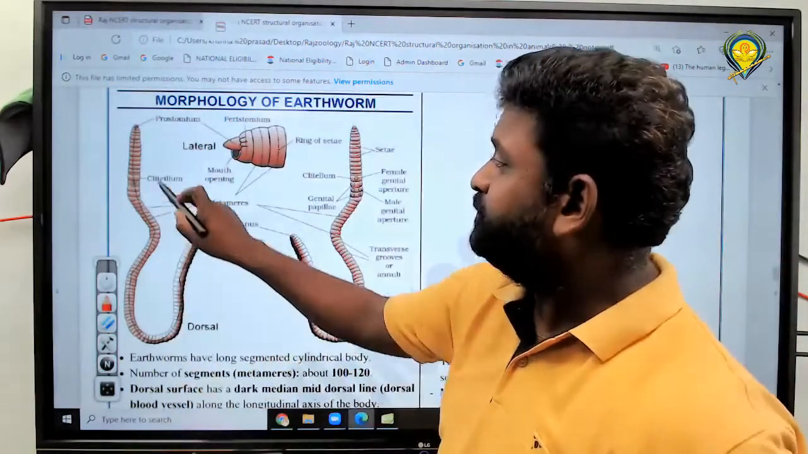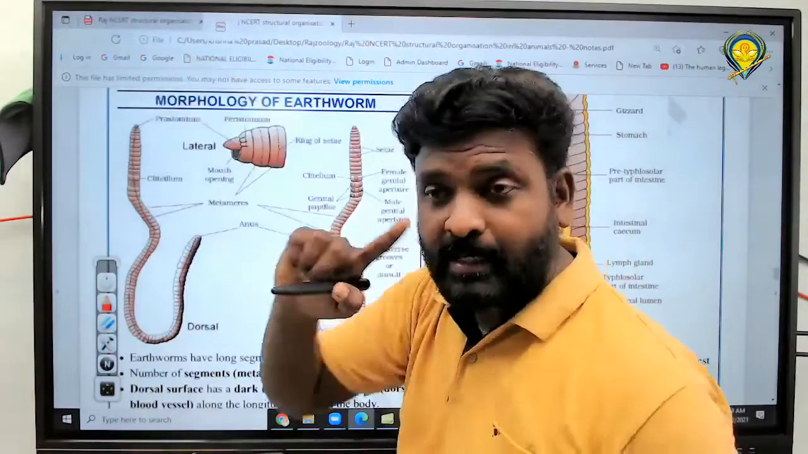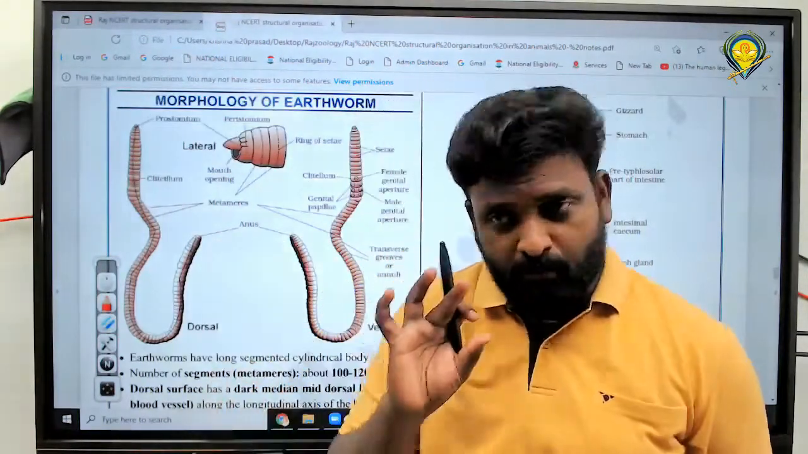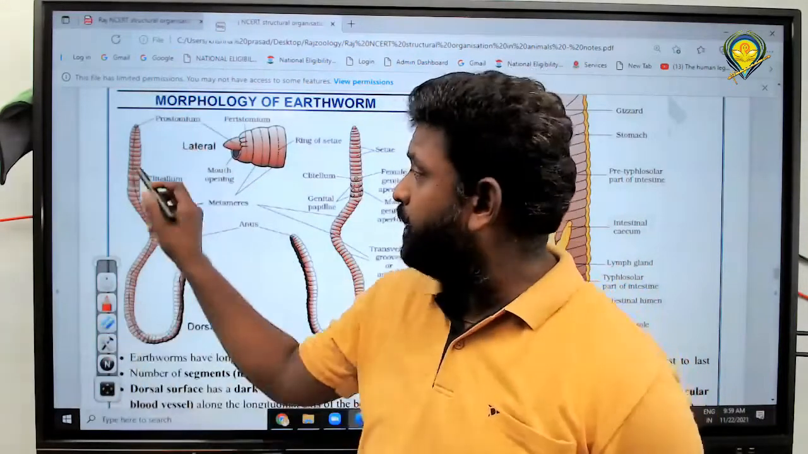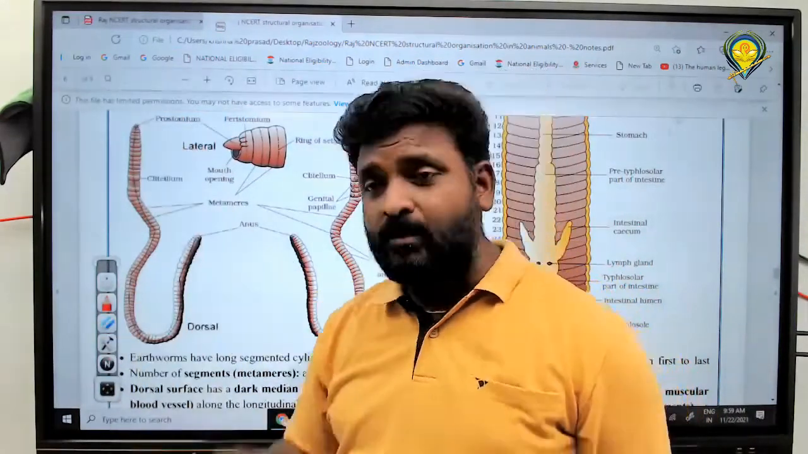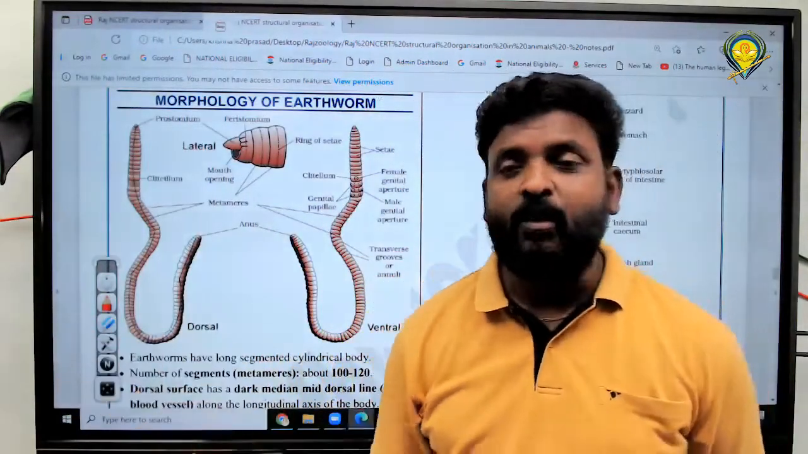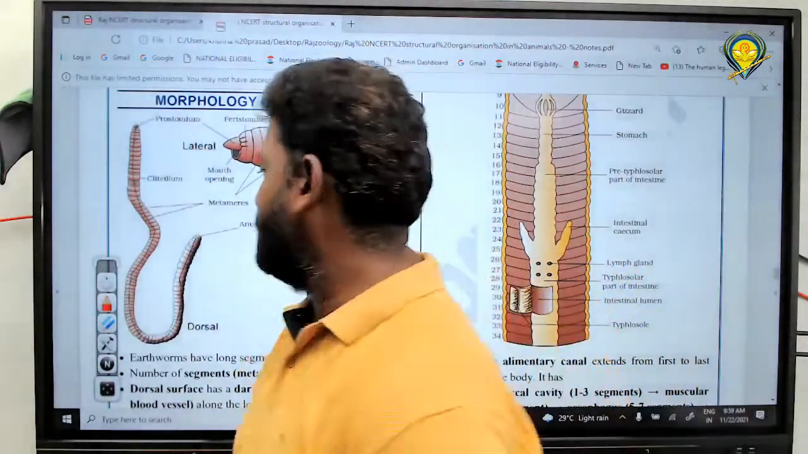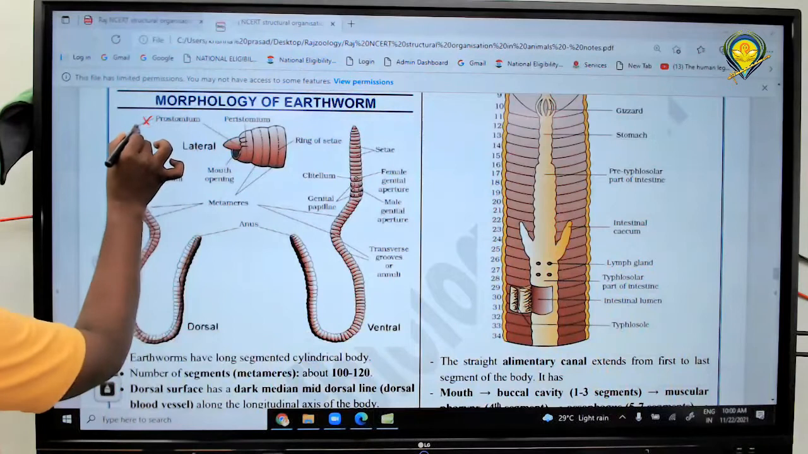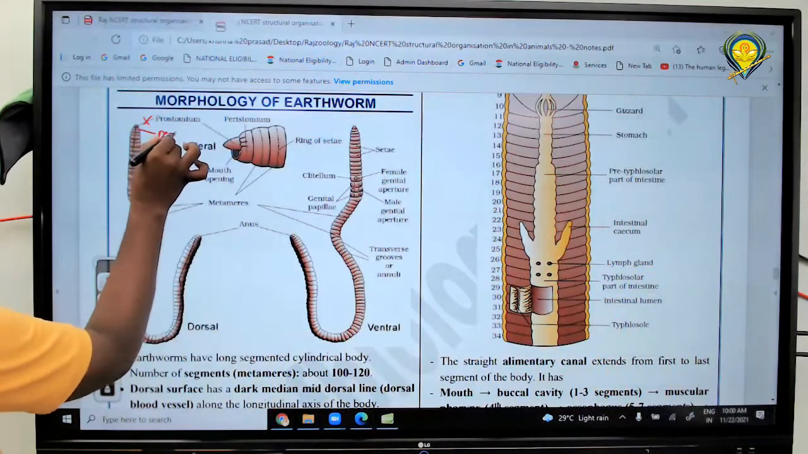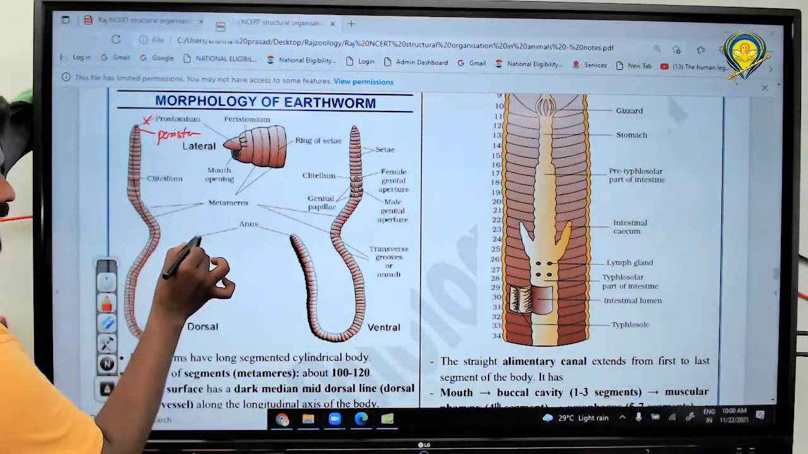Next, here you can see the first one is the peristomium. It is not a segment. Please listen to me. The peristomium is not a segment, and this is the first segment, the true segment. So now you have to conclude: the peristomium is not a segment, but the first segment follows it, and the pygidium. What is it here?